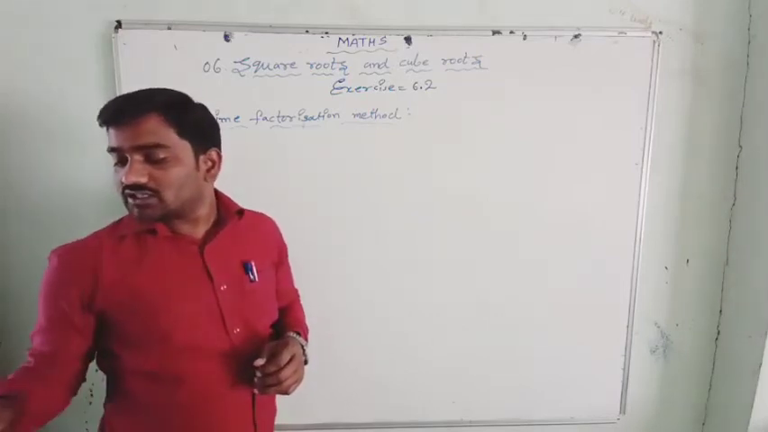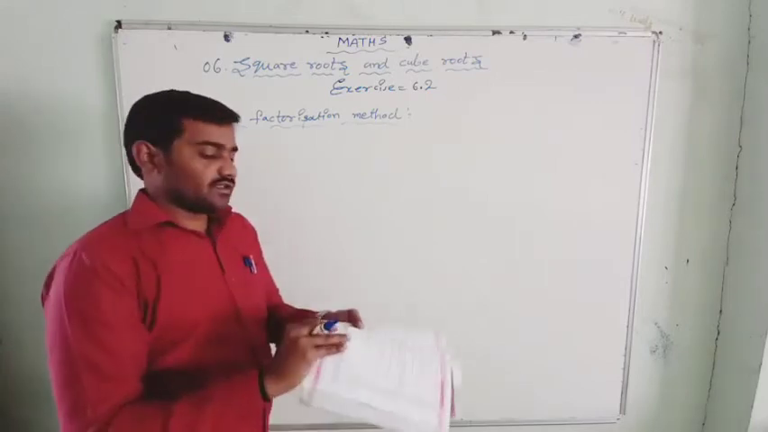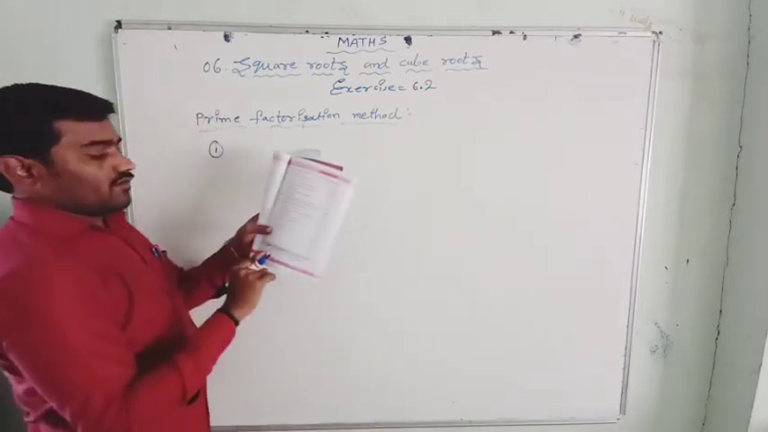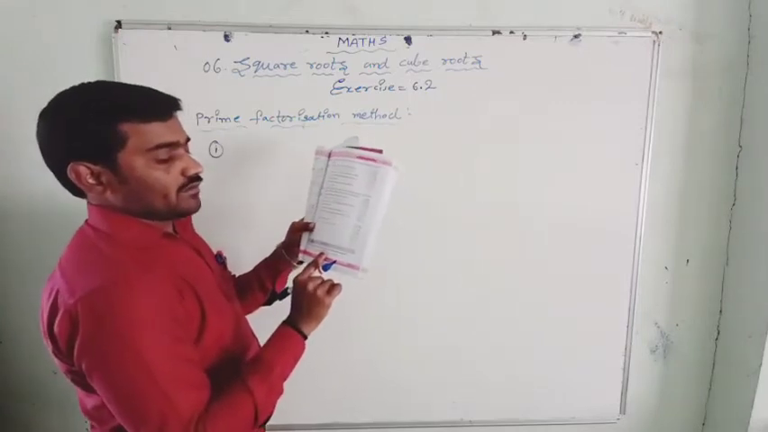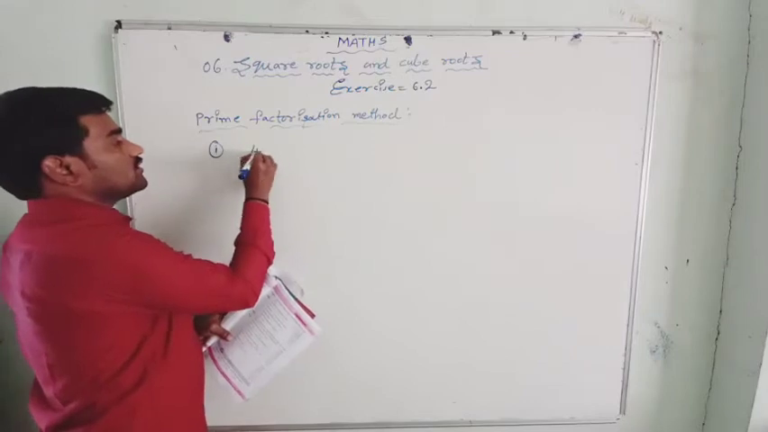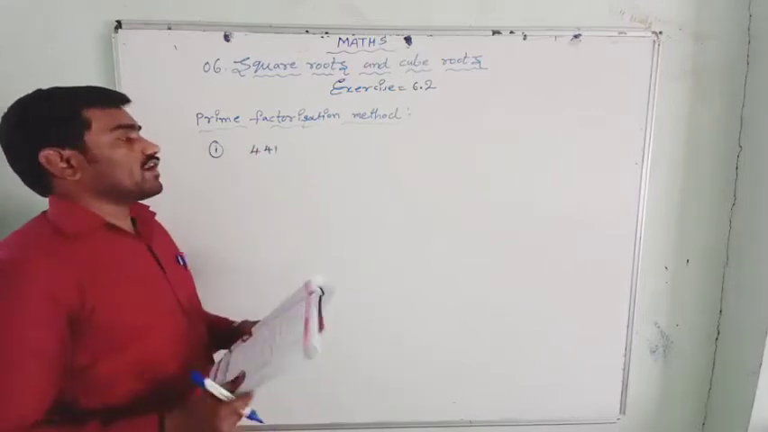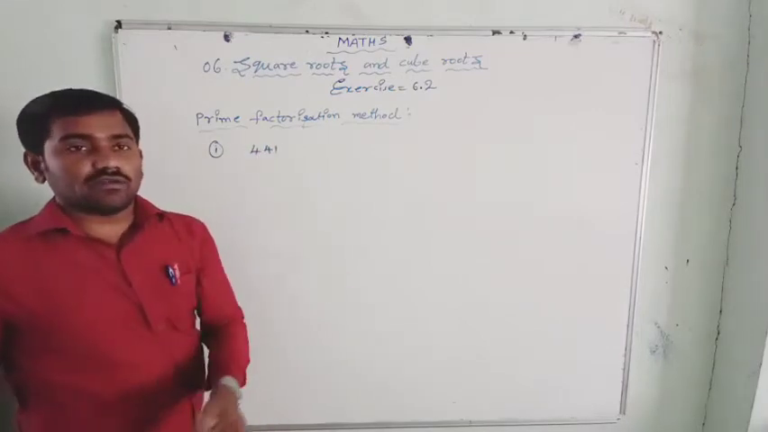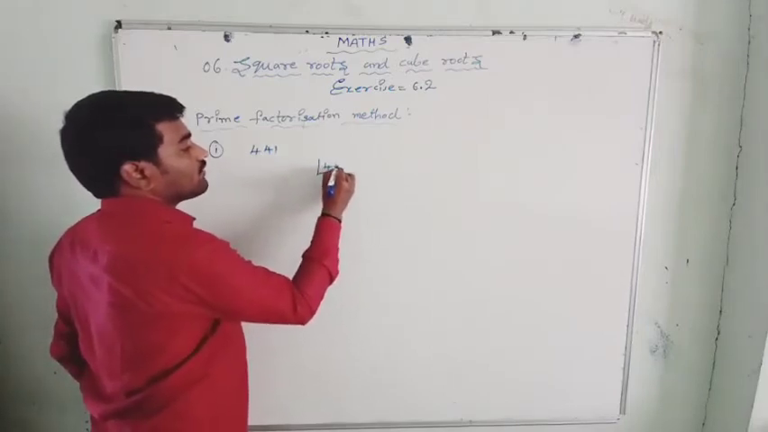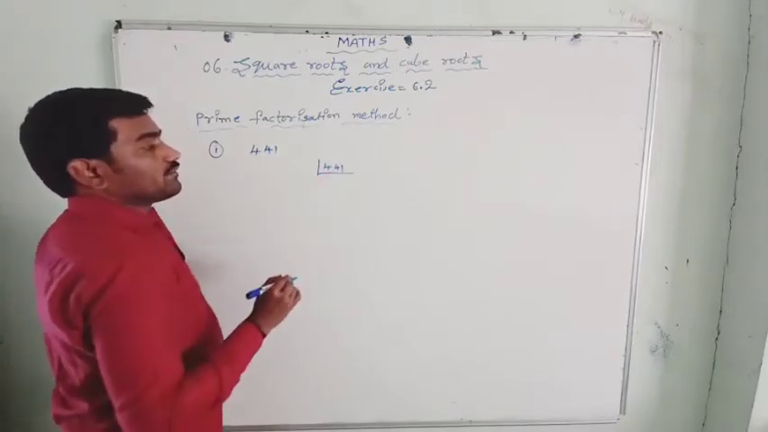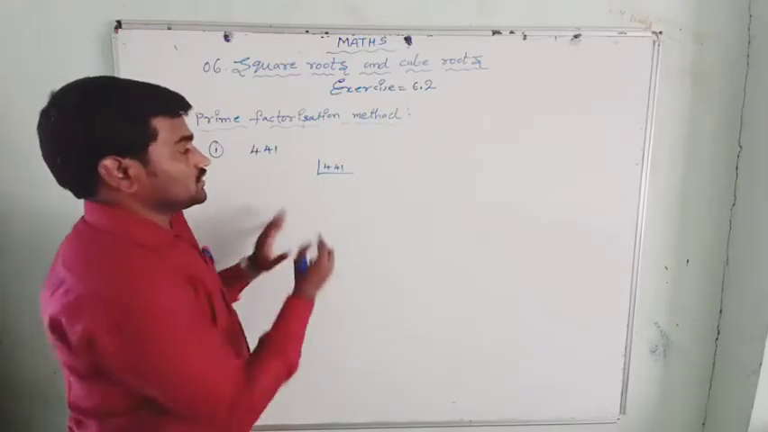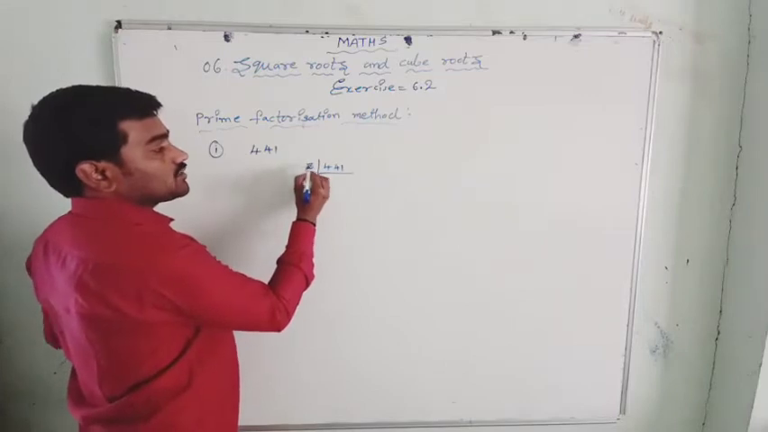So let me take the first big question of 6.2. The first question is: find the square root of the following numbers by prime factorization method. So we are going to use the prime factorization method to find the square root of 441. Let us factorize this 441 here. By which table can we do this? See that the 3 table is possible.